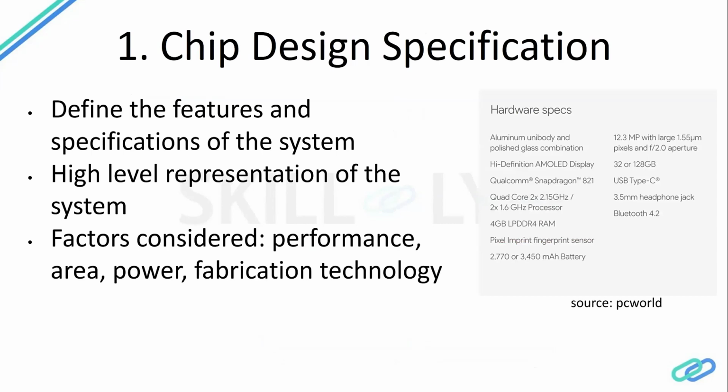So this involves mainly defining the features in this specification of the system. Let's say you want to design, or manufacture, or build a smartphone. What are all the different features you want to support? These features can be what is the camera you want to support, or what is the sensor, what kind of fingerprint sensor you want to support, or what kind of processor you want to support. All these become the spec or the features of the system.